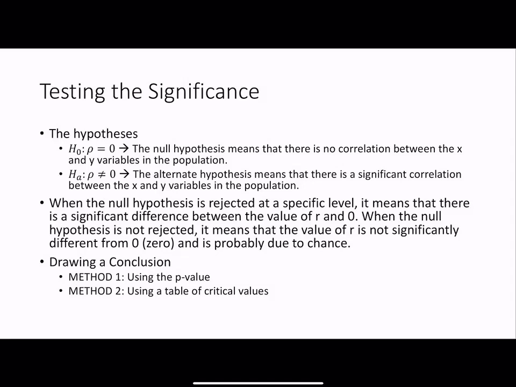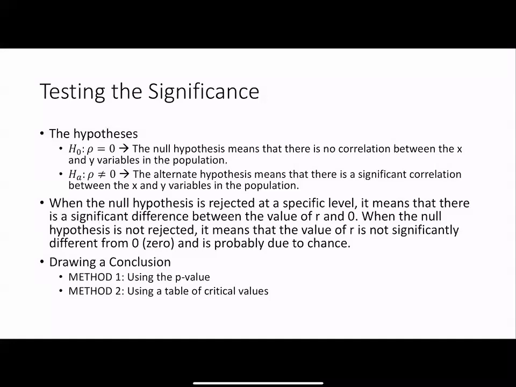Now I'm going to tell you what it means to reject a null. When the null hypothesis is rejected at a specific level, it means that there is a significant difference between the value of R and 0. When the null hypothesis is not rejected, it means that the value of R is not significantly different from 0, and it's probably due to chance. I know I just read my PowerPoint. I know you can read, but it is right there.